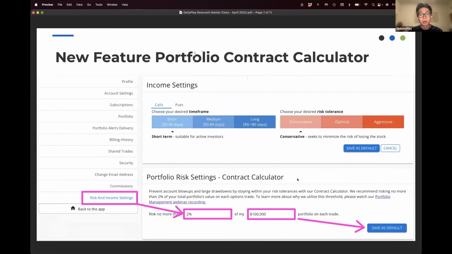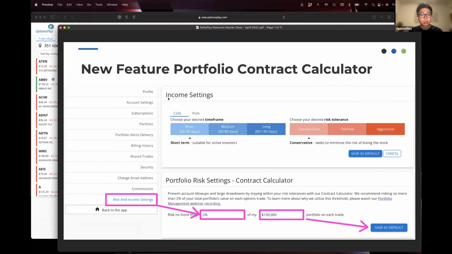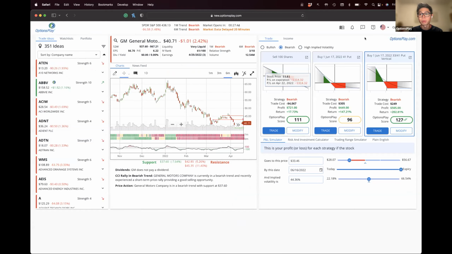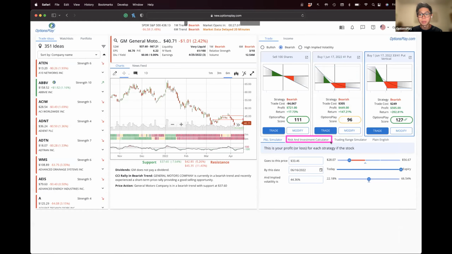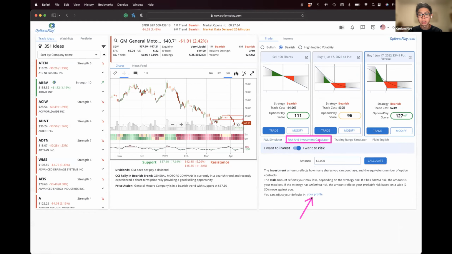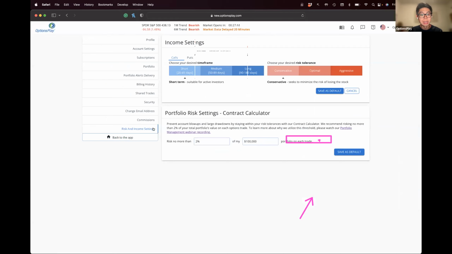But the recent thing that we just launched in the OptionsPlay platform is a new feature, which is a portfolio contract calculator. So I want to show you where this currently is in your platform. If you go to your profile by clicking on your name in the upper right-hand corner and clicking on the profile button, or if you click on the risk and investment calculator on your screen, there is now a button that says you can adjust your defaults in your profile. And when you click on this link, it'll take you to your profile risk and income settings.